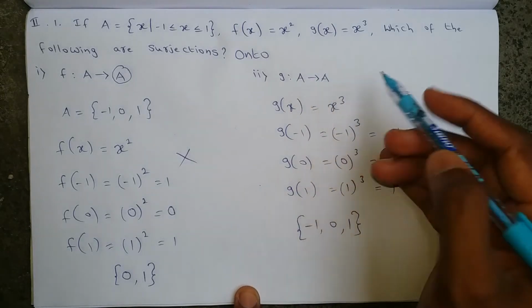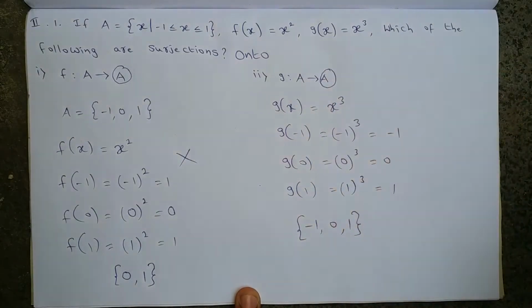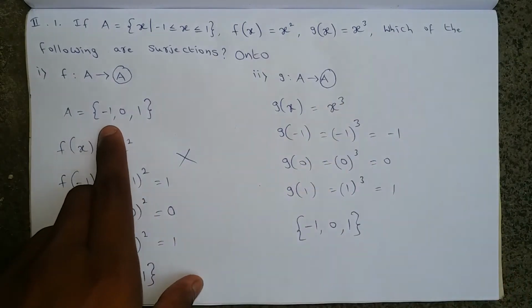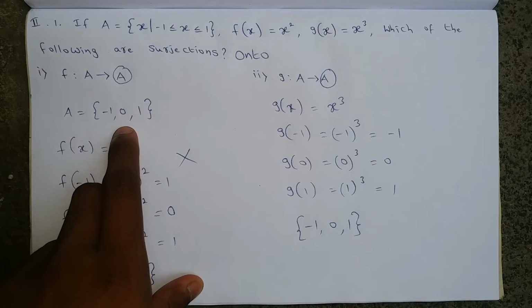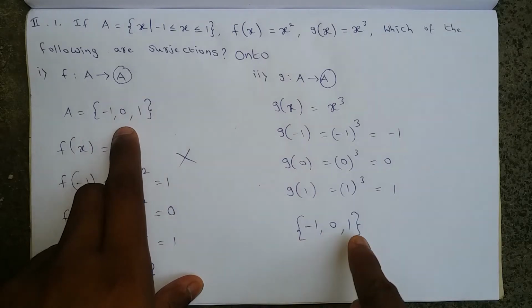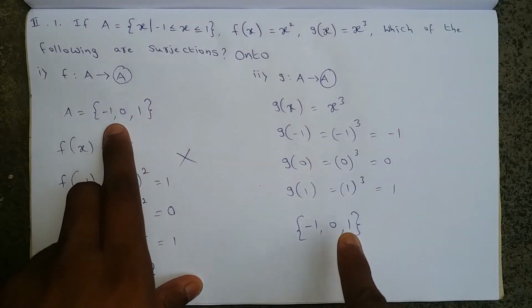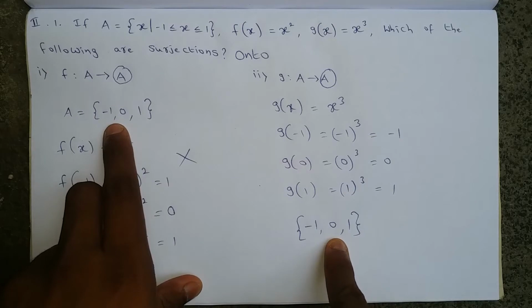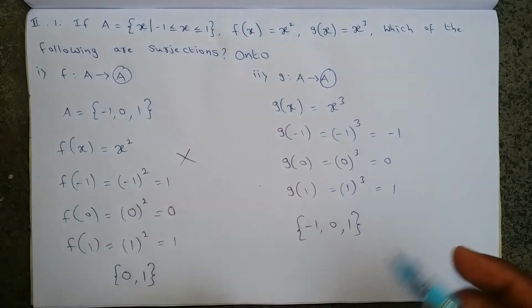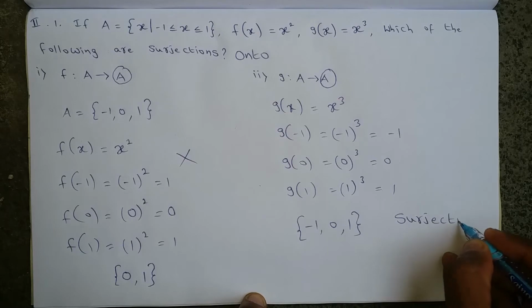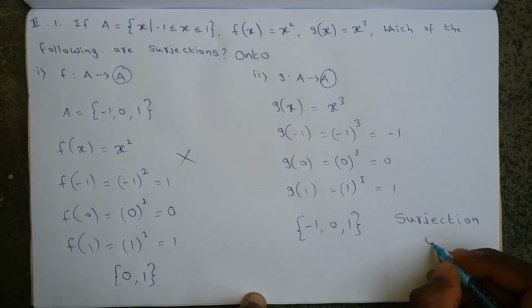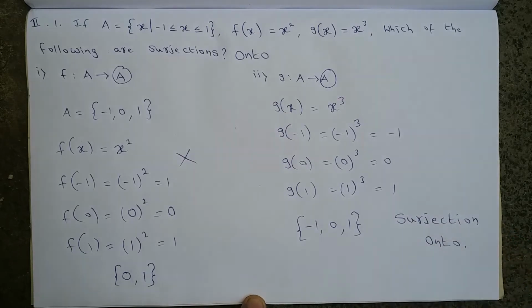Now g is a function from A to A. So this A will become the codomain. So set A is nothing but, already we know, minus 1, 0, plus 1. Minus 1, 0, plus 1 is the codomain, and the range is minus 1, 0, plus 1. Here codomain as well as range are both equal to each other. Then it is called a surjection. This function g is a surjection or onto function.